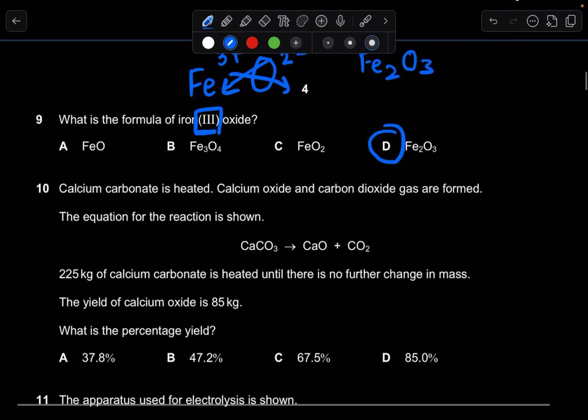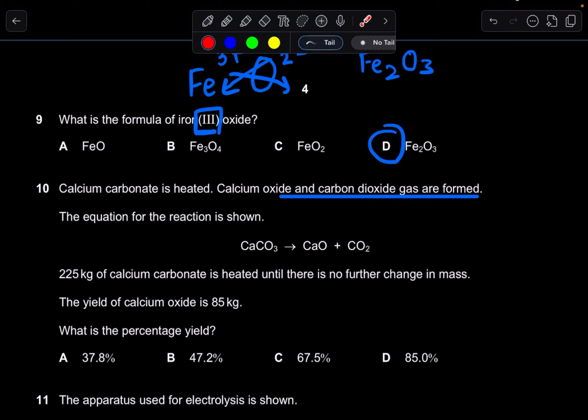Okay, calcium carbonate is heated, calcium oxide and carbon dioxide gases are formed. The equation is shown here. 225 kg of calcium carbonate is heated until there is no further change in mass. The yield of calcium oxide is 85 kilograms. What is the percentage yield? Okay, so now this is the mass of calcium carbonate that is heated until there is no further change. So this is the mass of calcium carbonate that you are heating.